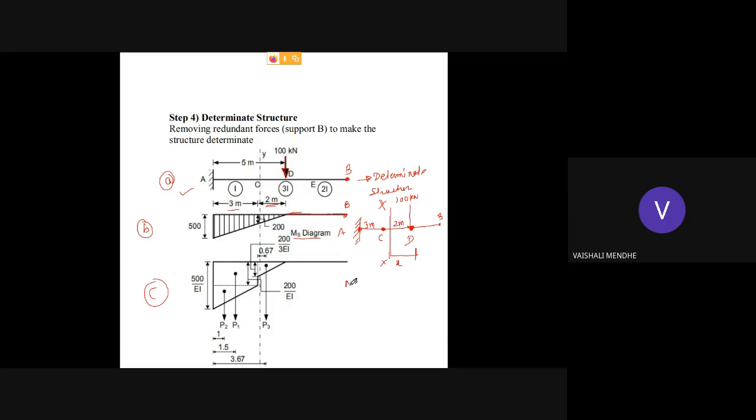So first we will find out the equation of MXX, moment about XX for this loading. Only there is a point load. Okay, so at a distance of X, we have taken it from point D. So again it is rotating in the clockwise direction. So clockwise is minus.